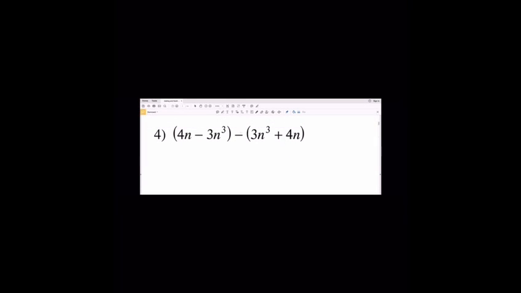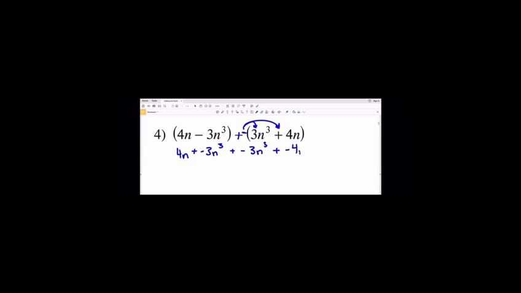Moving on to number 4, we are subtracting terms. So remember, subtracting is the same as adding. So I'm going to go ahead and distribute that negative. I'll rewrite this as 4n plus negative 3n cubed plus negative 3n cubed plus negative 4n.